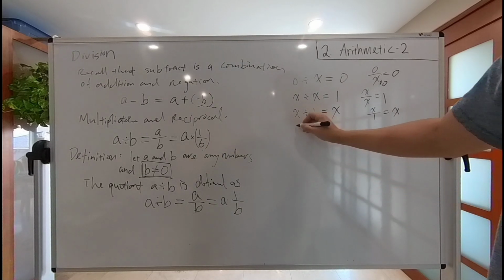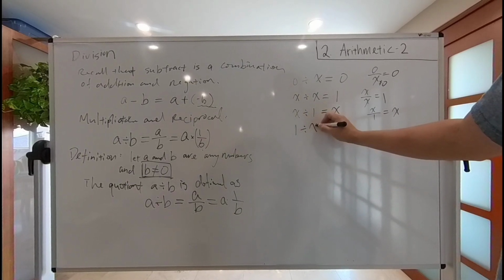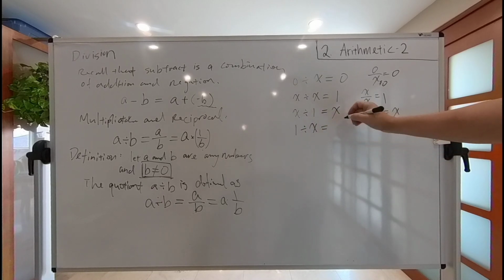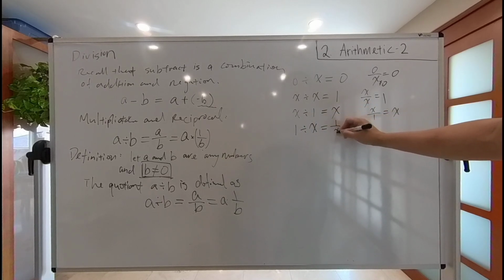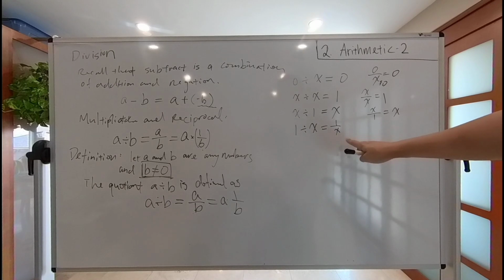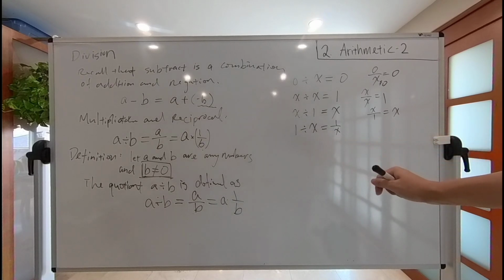And then dividing into 1: if 1 is divided by x, that's the reciprocal of x, that is 1 over x. There's no further simplification for this, it's just going to be 1 over x.